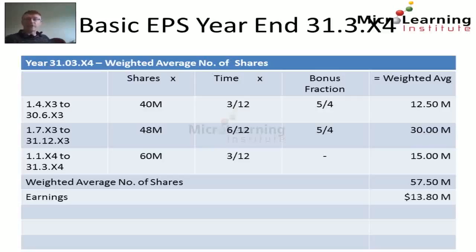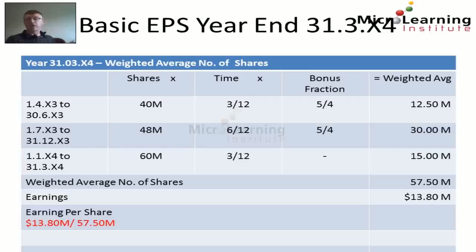Now we're told in the question that the earnings for the year were $13.8 million. So our earnings per share can be calculated by dividing the earnings by the weighted average number of shares, and that tells us that our earnings per share is 24 cents.